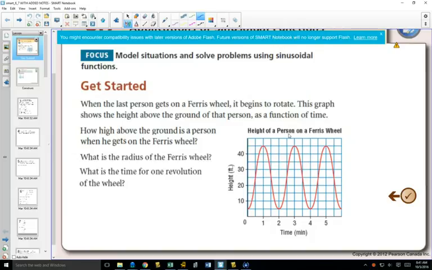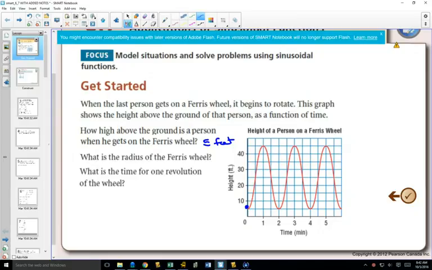So here we have a graph of a Ferris wheel. How high above the ground is a person when he gets on the Ferris wheel? 5 feet. Normally you don't get on at the top, or there's not like a springboard that you run and jump and fly to the top. That could be fun, but yes, 5 feet above the ground is when you get on.